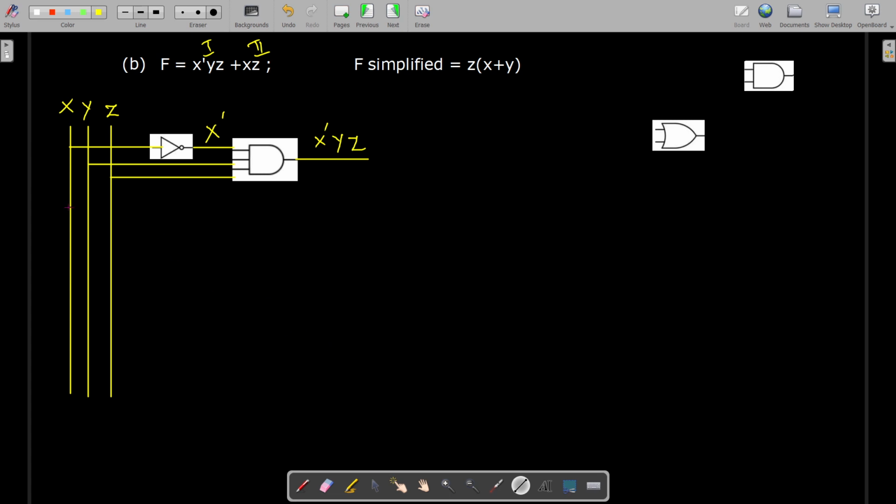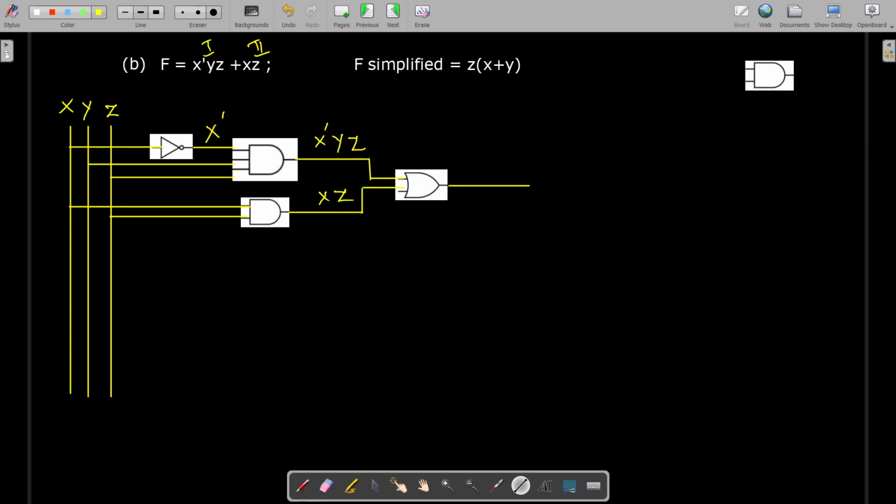So for the second term, the x line is taken and then z is taken, and they are connected using a 2 input AND gate, isn't it? So it is a 2 input AND gate. So the output at this line is x z. Then these two terms are connected using a 2 input OR gate. So we get the required function f. So f is equal to x dash y z plus x z.